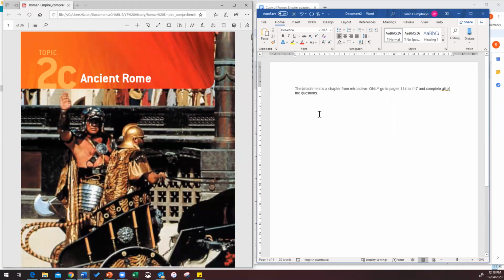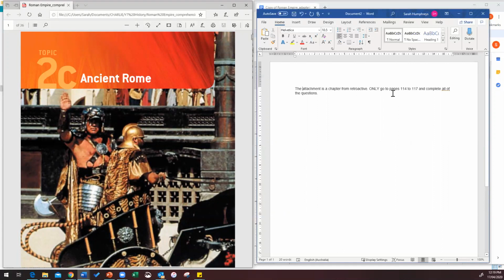Okay, so the example that we're going to have a look at here is a Year 7 history activity for learning from home, and the topic is on ancient Rome. So the instructions that were sent home for the students via the school's portal was to open the attachment, which is a chapter from the history textbook.